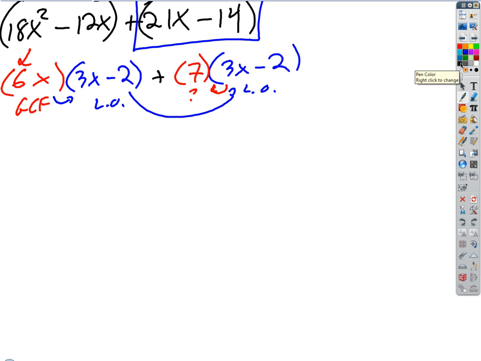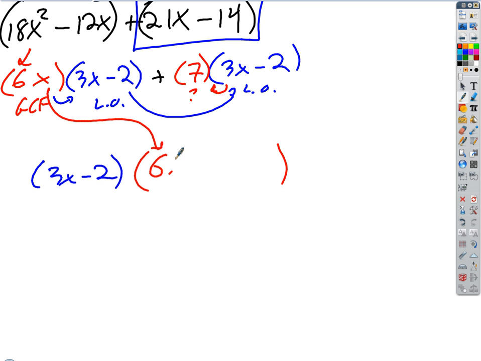If I undistribute the 3x minus 2, what's left in the first group? 6x. Good, right? If I undistribute the 3x minus 2, group 1 leaves me with 6x. Group 2 leaves me with plus 7, right? Factored. 3x minus 2 times 6x plus 7.